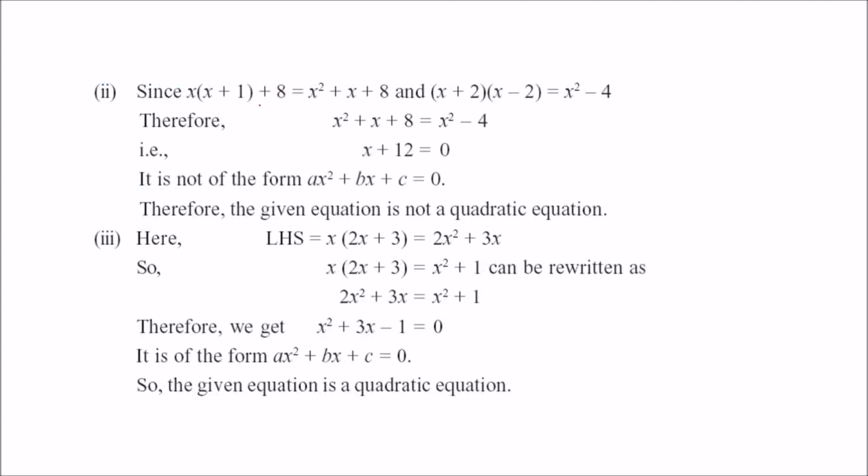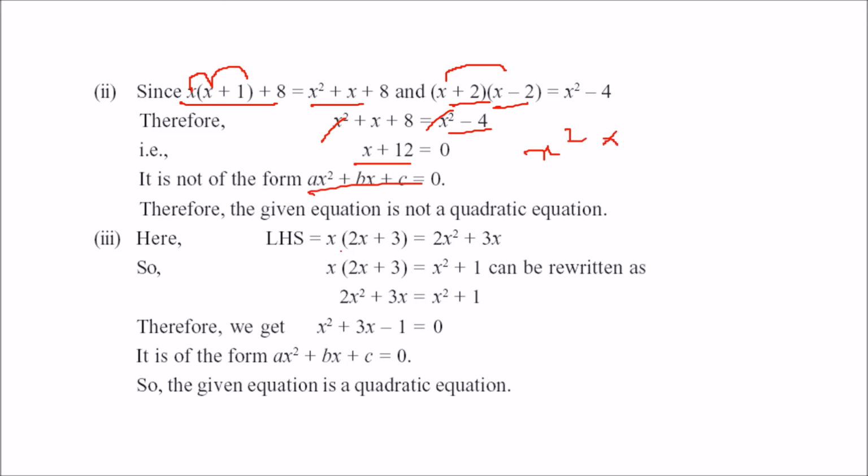Let us take the second one. This is the left hand side. So X square plus X, this one, plus 8. And the right hand side is A plus B, A minus B. So this will be X square minus 2 square, that is 4. Equated, this gets cancelled. You will get X plus 12. X square term is not there. This is not a quadratic equation.